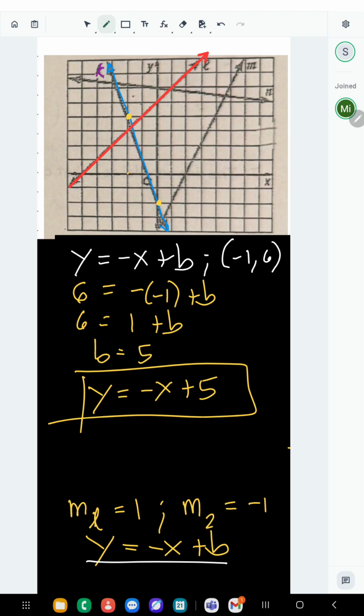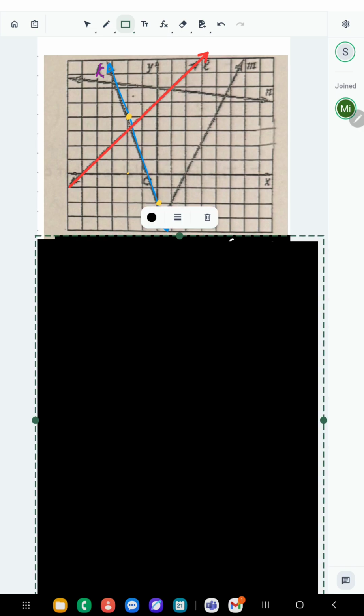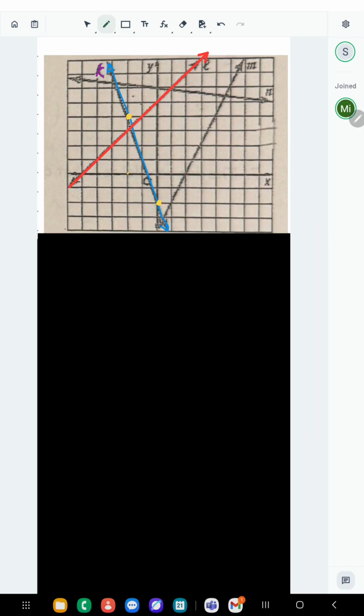You got that? Okay, now let's move on to number 16. Write an equation of the line in slope-intercept form parallel to line K. So what is the slope of line K again?